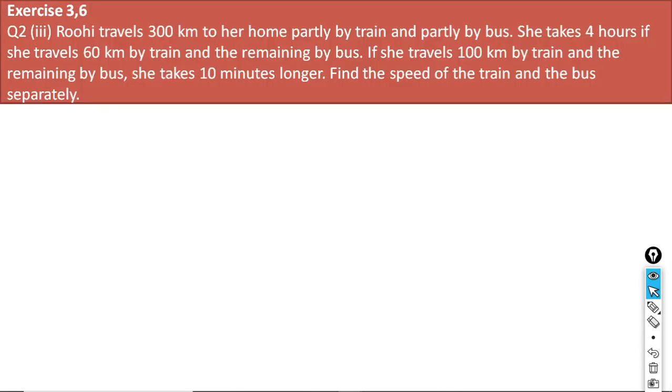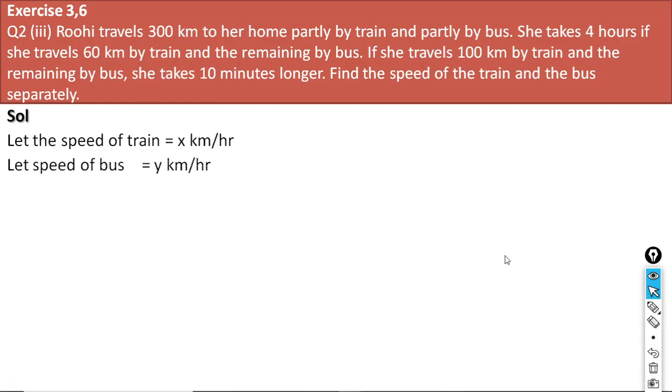In this problem, Ruhi travels 300 km to her home partly by train and partly by bus, and she takes 4 hours if she travels 60 km by train and the remaining by bus. Now students, in this case we consider the speed of the train as x km per hour and the speed of the bus as y km per hour.